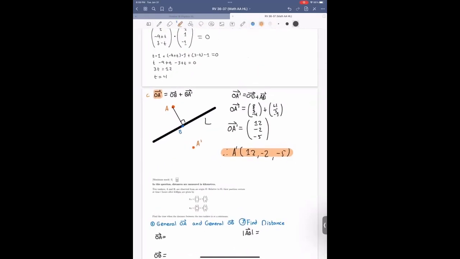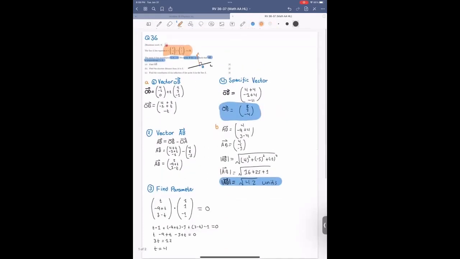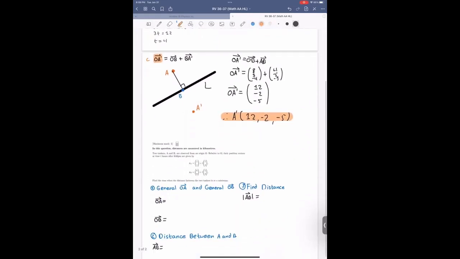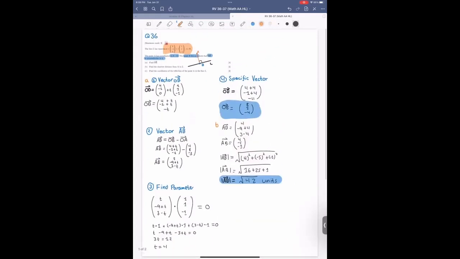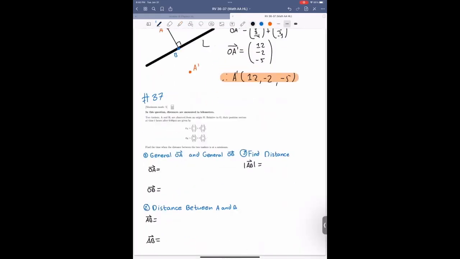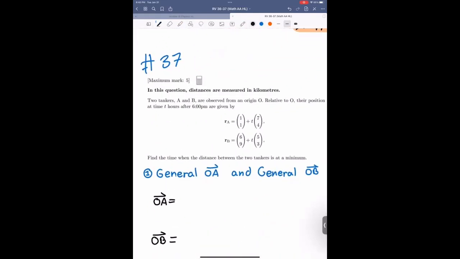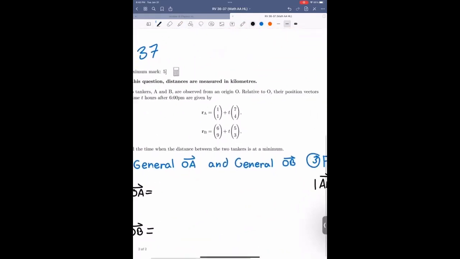All right, that's question number 36. Let's move on to question number 37. Now we have question number 37, and it tells us that two tankers, A and B, are observed from an origin O.